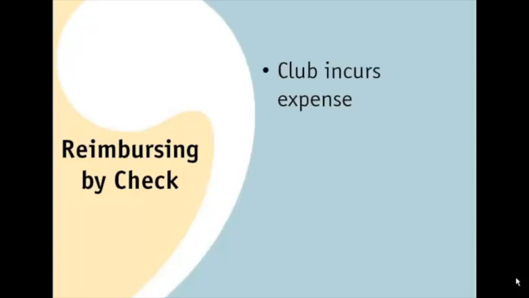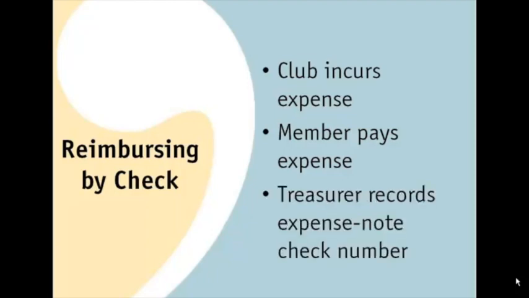The club will incur the expense, the member will pay the expense, and then the treasurer will write a check to the member to reimburse him. But you don't enter this as a check. You enter it as an expense using the expense form. You just make a note of the check number in the remarks field, as well as what the expense was for.